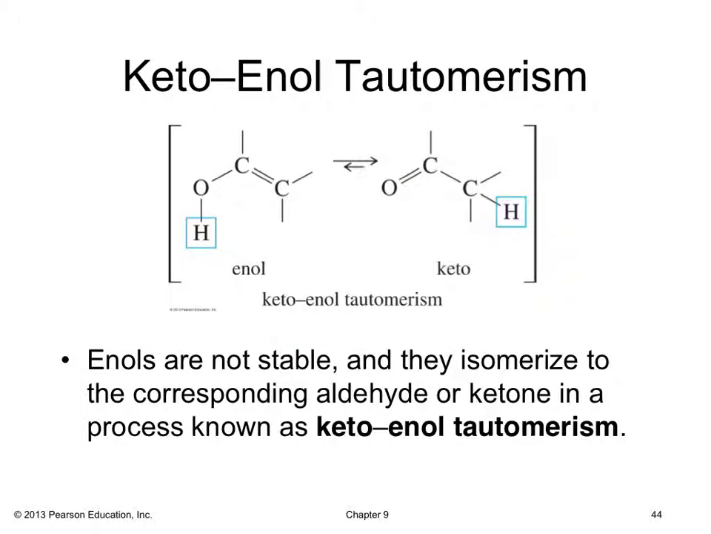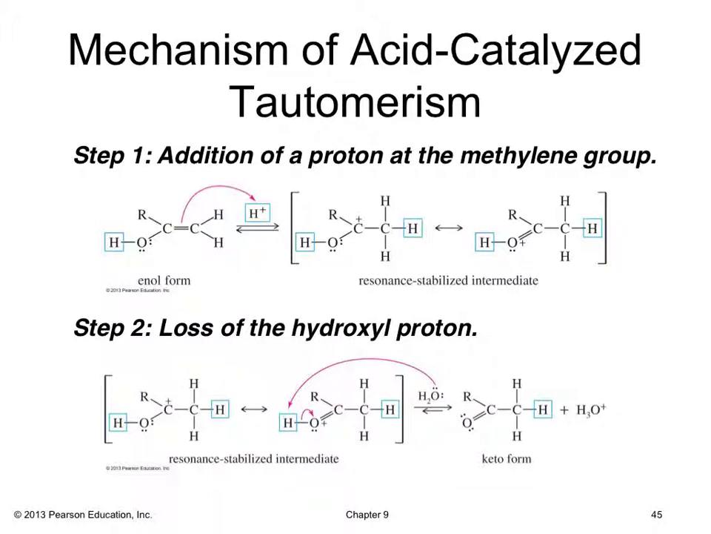So once you form your enol, this undergoes keto-enol tautomerization, where instead of the enol, you generate the keto form. Enols are not stable, and they isomerize to the aldehyde or ketone. And this is an important terminology, keto-enol tautomerization.